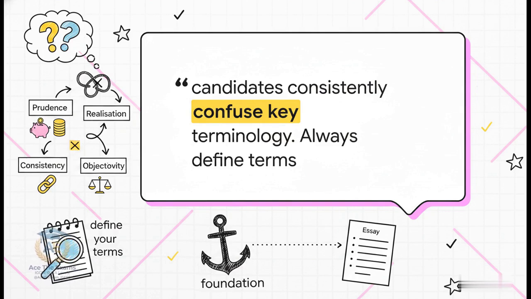Candidates consistently confuse key terminology. The reports note over and over that students under pressure frequently mix up prudence with realization or consistency with objectivity. It sounds crazy right now, but panic does weird things to your memory. The strategy to beat this trap is incredibly simple but so easily forgotten. Always define your terms before you use them in an extended response. Take the 10 seconds to write it out. Setting your definitions first anchors your entire essay, and it immediately proves to the examiner that you are operating from a foundation of clear, unshakable knowledge.